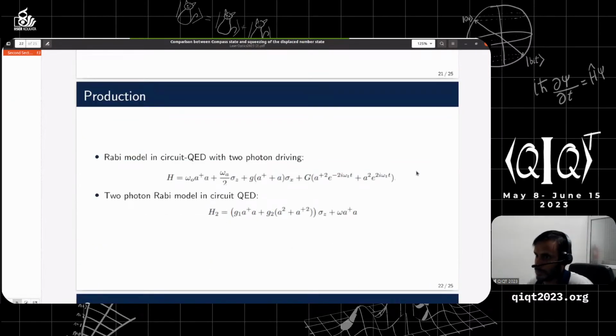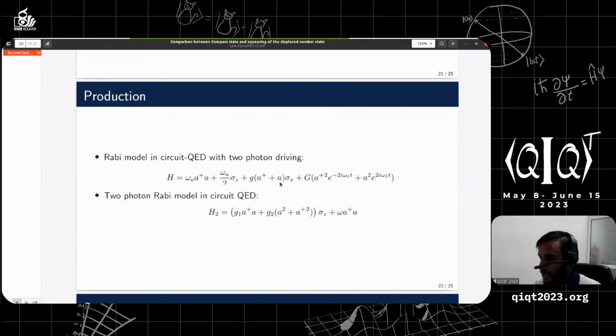So now I will describe what type of interaction exists, which will describe these two types of states. Our first proposed state can be prepared with the Rabi-type interaction. The Rabi-type interaction will allow us to produce a superposition of two types of displacement operators, while the two-photon interaction, this capital G, which describes a two-photon drive, will allow us to produce squeezing in the state.